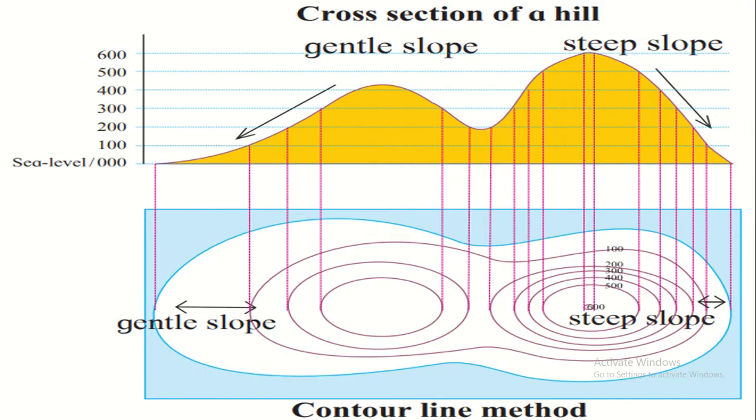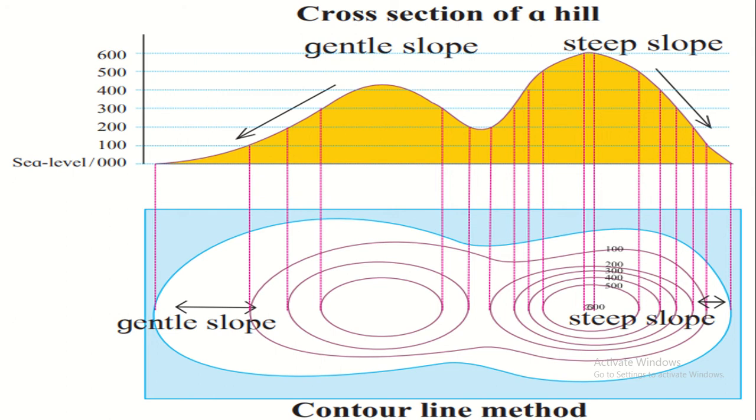So, when the distance between the contour lines is less, as you can see in the picture here, the slope of the land is steep. But when the distance between the contour lines is great, then the slope is gentle. As you can see here in the picture.